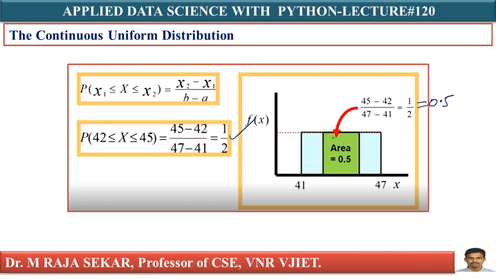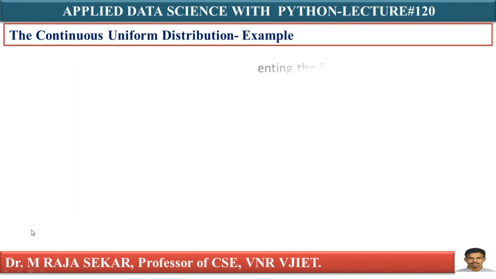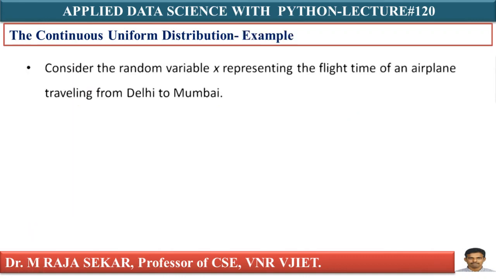This f of x equal to 1 by b minus a, what does it mean? That's essentially the probability between 42 and 45. Now, we will try to understand one more simple problem. Just see this one. First, we will try to understand the problem.